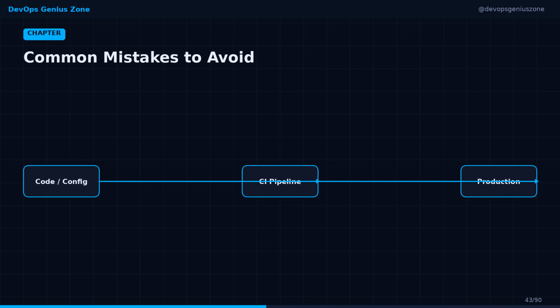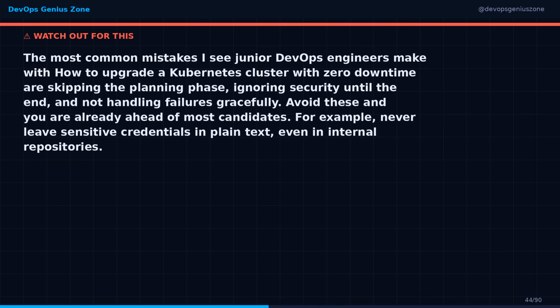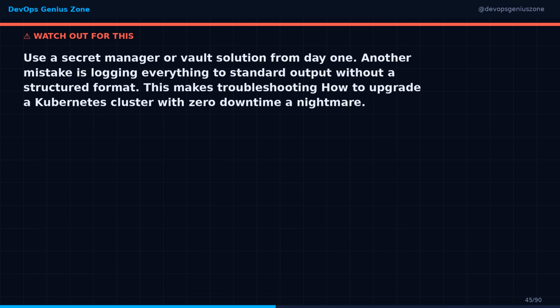Another mistake is logging everything to standard output without a structured format. This makes troubleshooting how to upgrade a Kubernetes cluster with zero downtime a nightmare. I've seen outages prolonged for hours because the logs were unusable. Spend time on your logging strategy from the start. A more subtle mistake I see, even from engineers with a couple of years of experience, is treating how to upgrade a Kubernetes cluster with zero downtime as a one-time setup task instead of an ongoing practice.